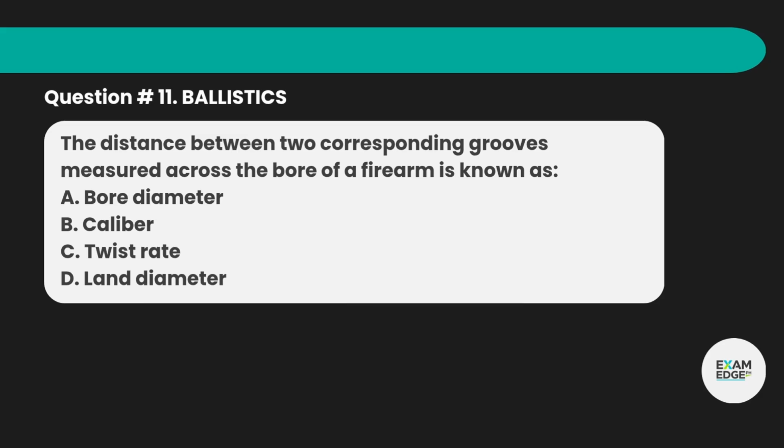Question number 11. Ballistics. The distance between two corresponding grooves measured across the bore of a firearm is known as: A. Bore diameter. B. Caliber. C. Twist rate. D. Land diameter.